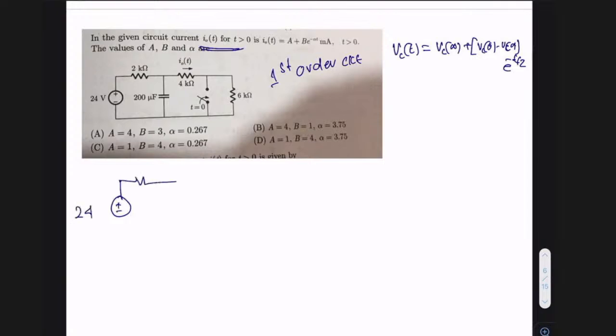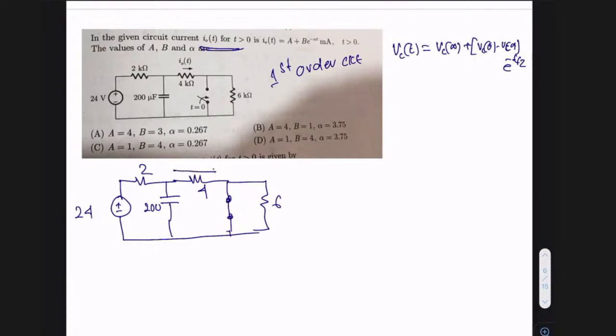This is 2 kilo ohms. Capacitor is 200 microfarad. So this is your 4 kilo ohm. Switch is closed as we said. And then you have this 6 kilo ohm resistor in parallel. This is your 6 kilo ohm resistor. Which current are we supposed to find? We are supposed to find this current, which is your I naught.